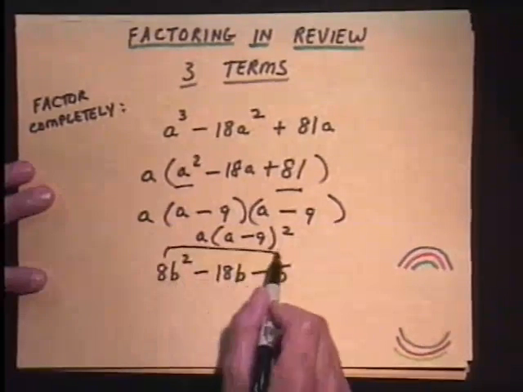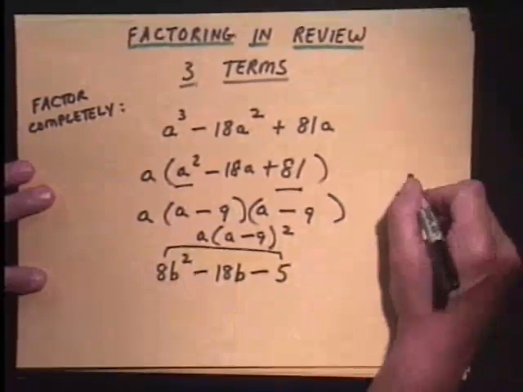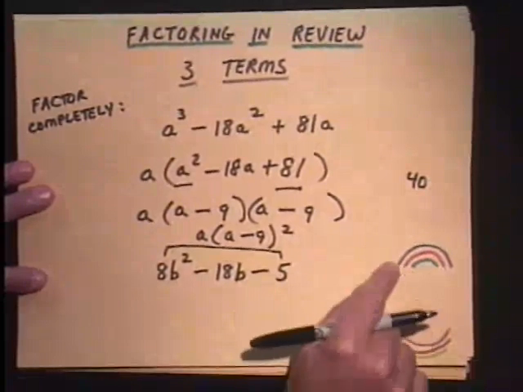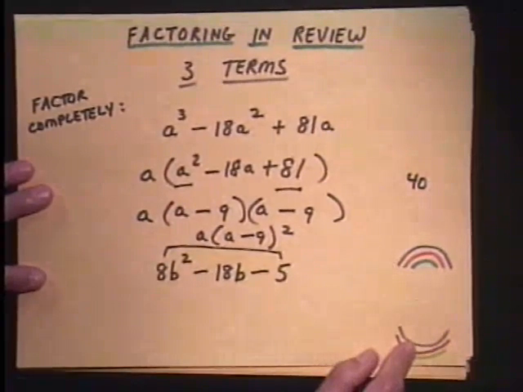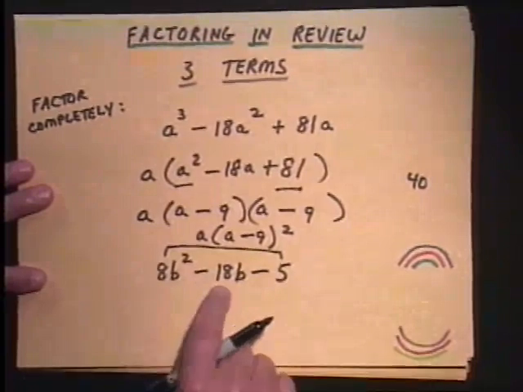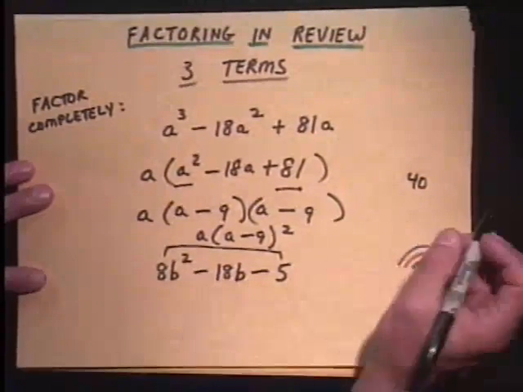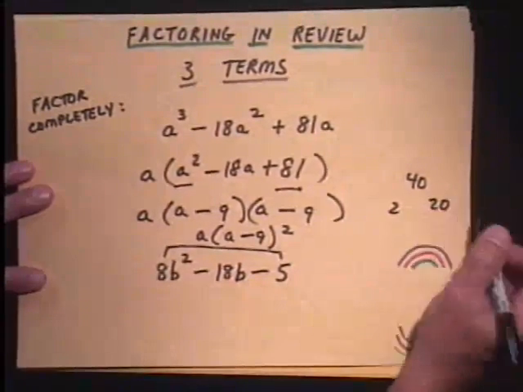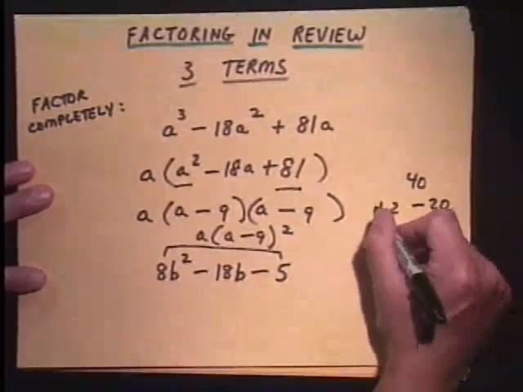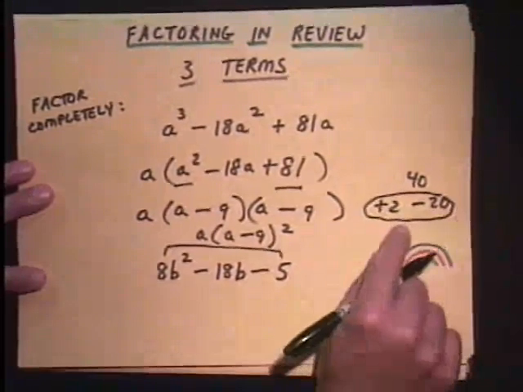Now in this one, nothing in common. You can go ahead and do the outside numbers. 8 times 5 is 40. So somewhere over the rainbow. Notice I had them over here for that. Factors of 40 that will add to give me this minus 18 in the middle would be 2 and 20. It would be a minus 20 plus 2 would be the rainbow numbers.